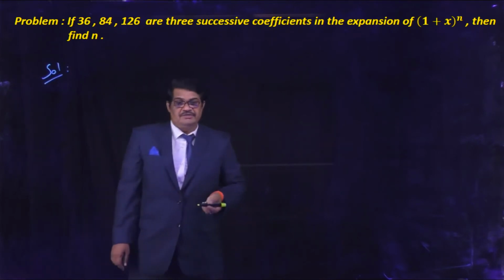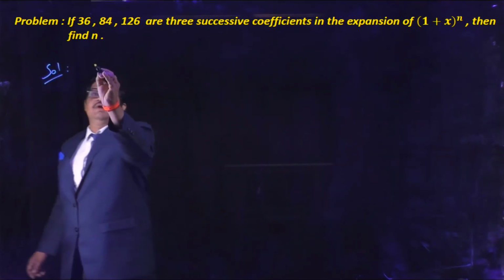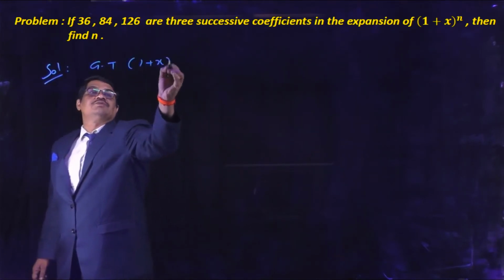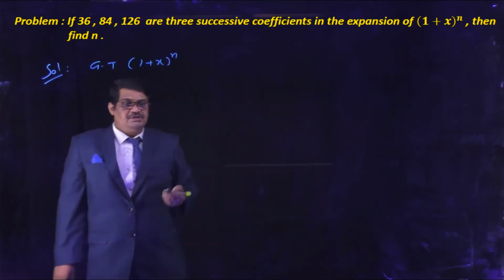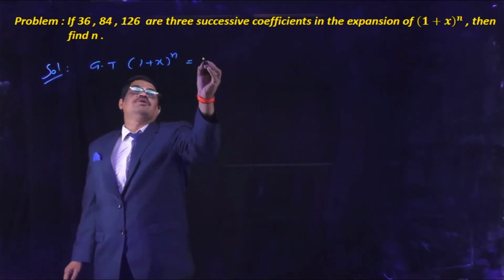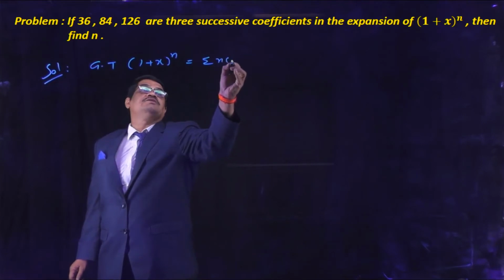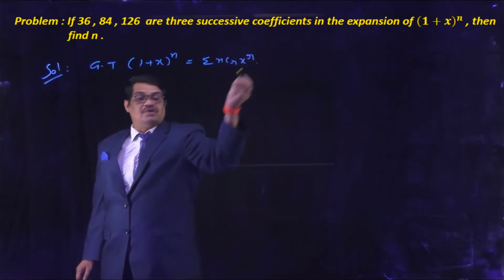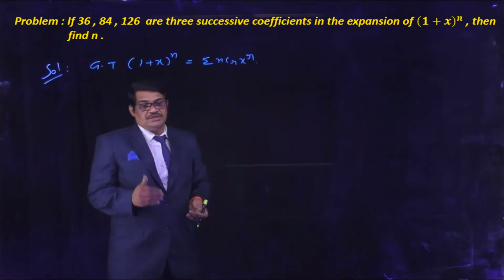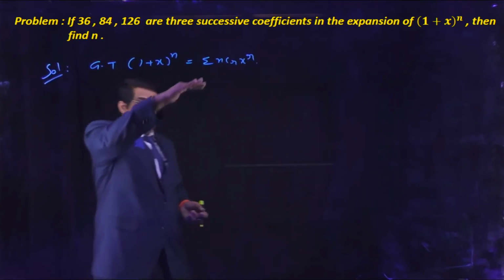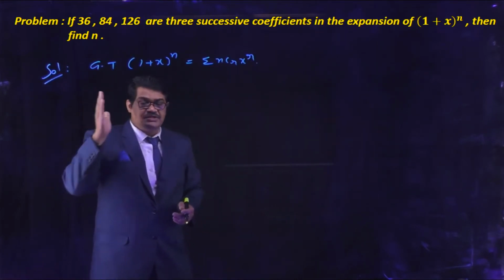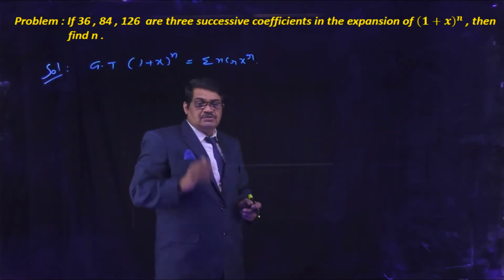What is the given expression? That is a standard binomial expansion, 1 plus x whole power n. That is the standard binomial expression, so this can be written in sigma notation: sigma nCr x to the power of r. Now we have taken three successive coefficients in the expansion, and the given values are 36, 84 and 126.